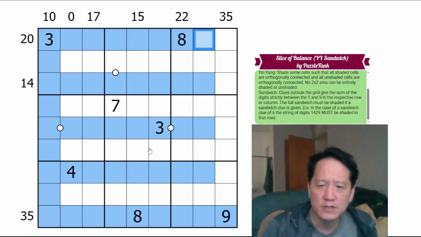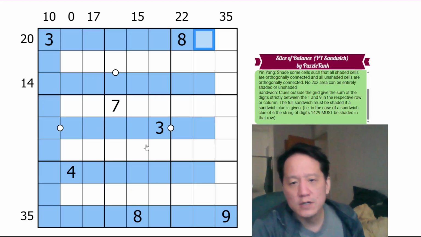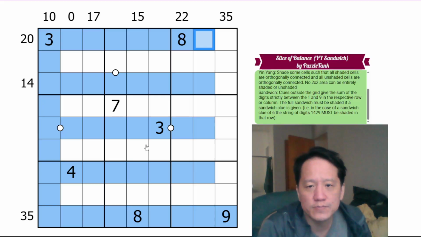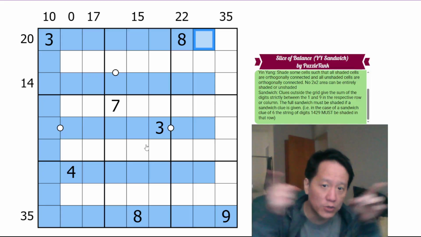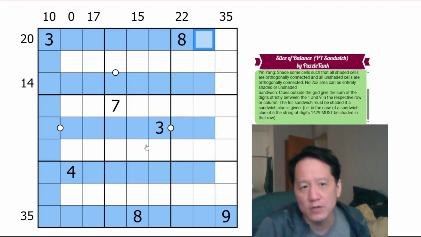Wait, what? Okay. So that means the 1 and the 9 must be shaded, and all digits in between the sandwich must also be shaded. Okay, that's interesting.